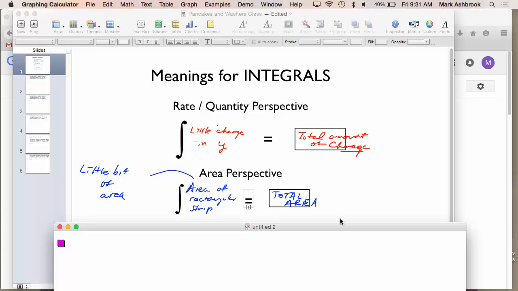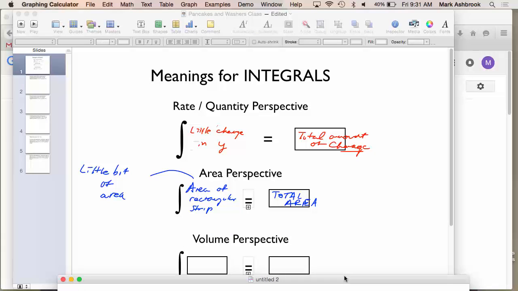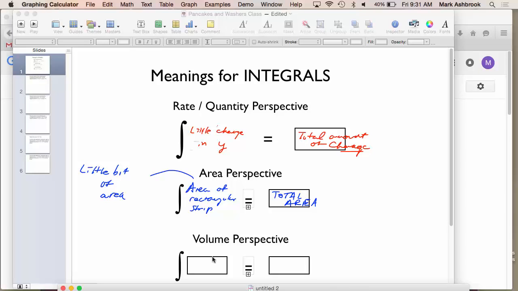And so then you can predict. Where we're going next is we're going to look at volumes. So tell the person next to you what's going to be the meaning of what we take the integral of, and what are we going to get? Tell the person next to you. Go. It's the same thing again.